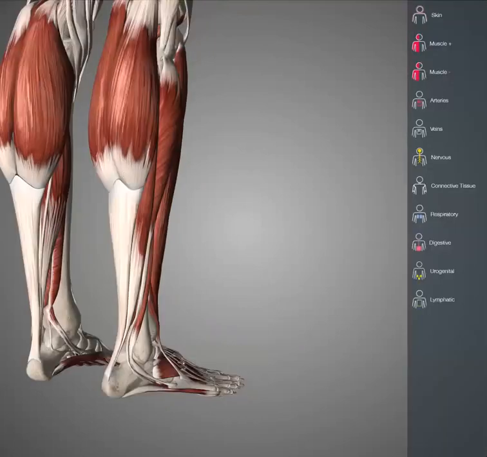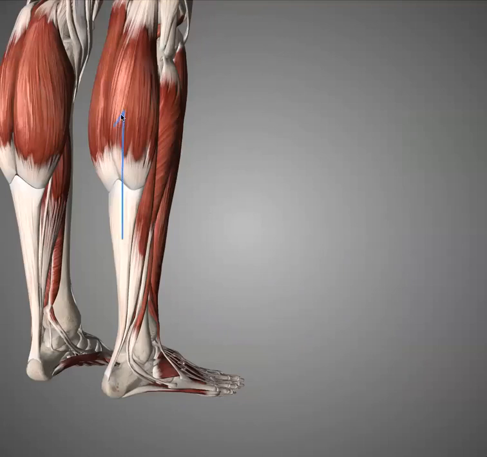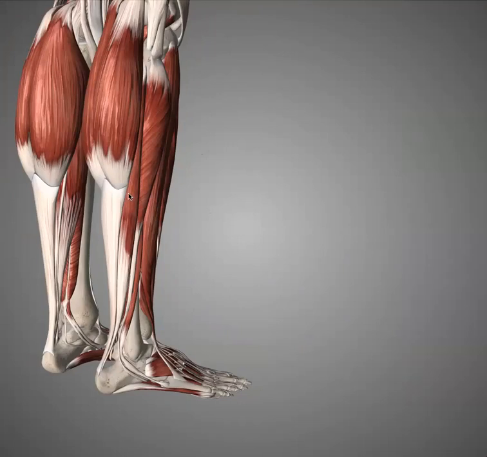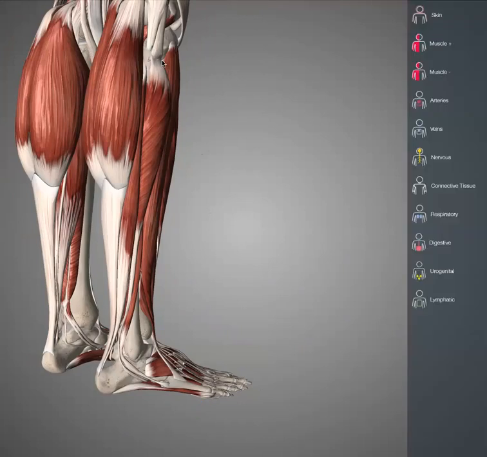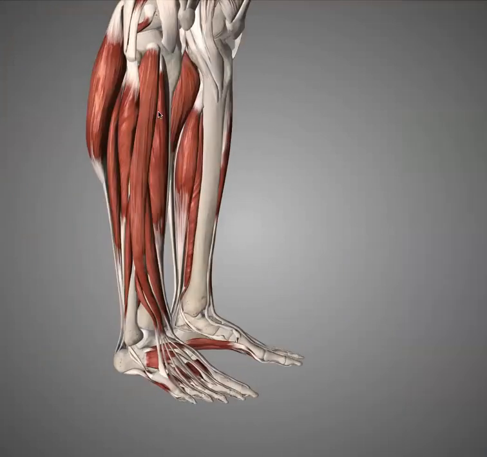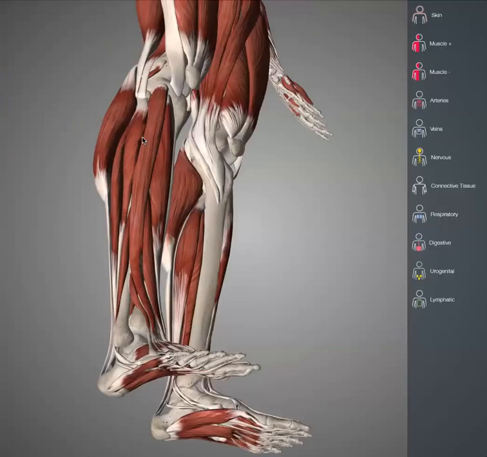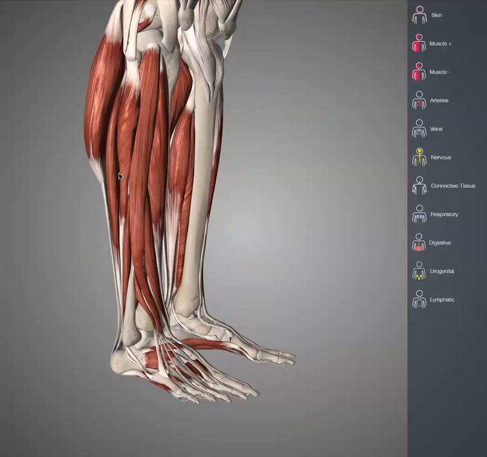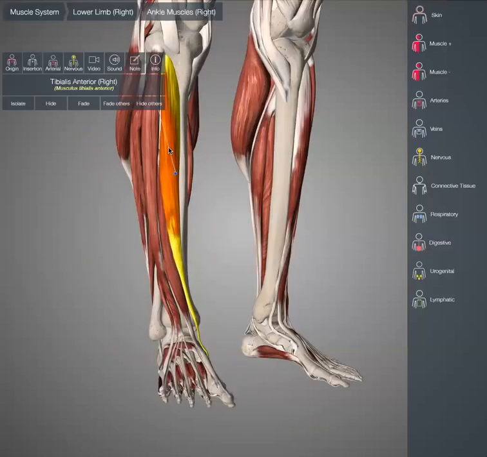If the opposite muscles contract, which is the posterior compartment, they would cause the opposite effect. But we're going to focus on these 4 muscles right here, and if they contract, they would pull on the toes like that and cause dorsiflexion. Okay. The first muscle that we're going to focus on is the tibialis anterior.